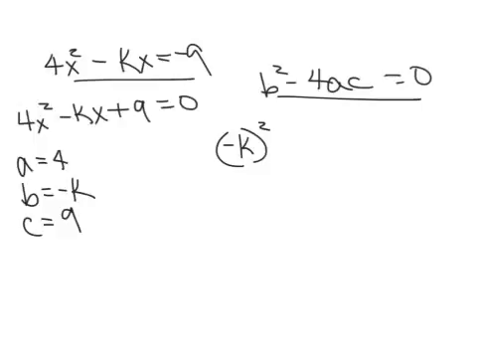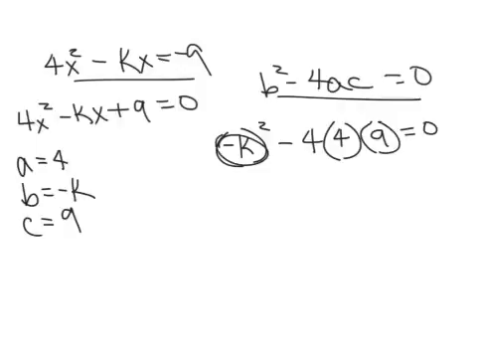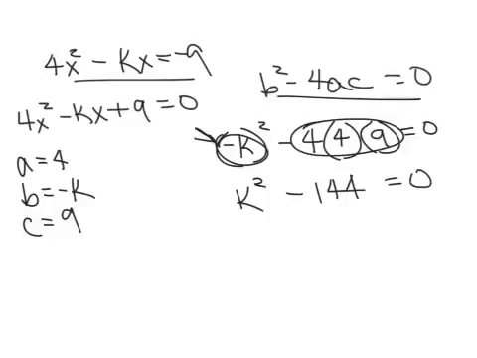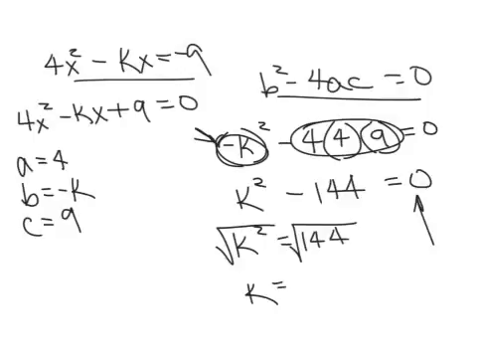sorry, negative k, that can be so confusing. Negative k times negative k would be k squared, right? It would turn into a positive because it's a negative times a negative, minus whatever 16 times 9 is. So we're trying to get 0 for an answer, because a 0 for an answer gives me one rational solution according to my table. Then we take the square root of both sides, and k equals plus or minus 12.